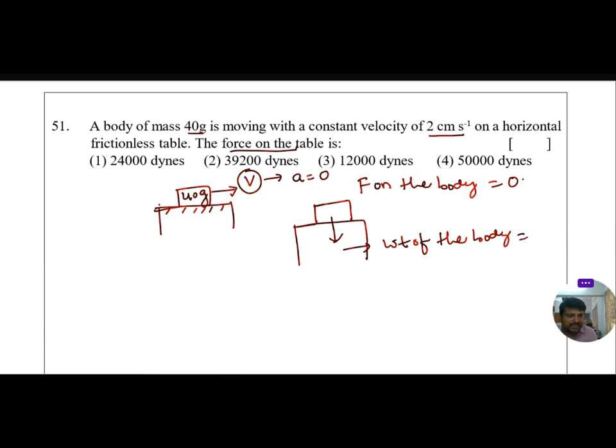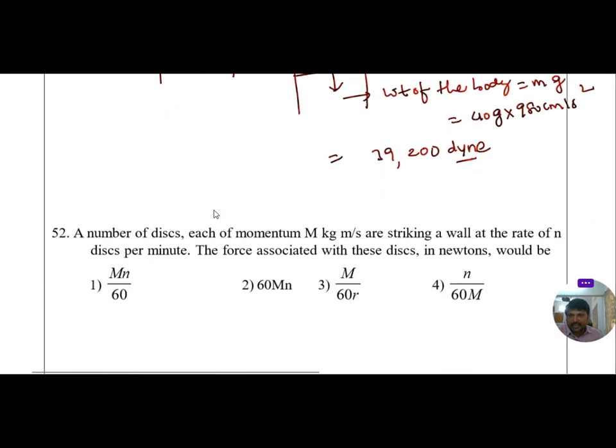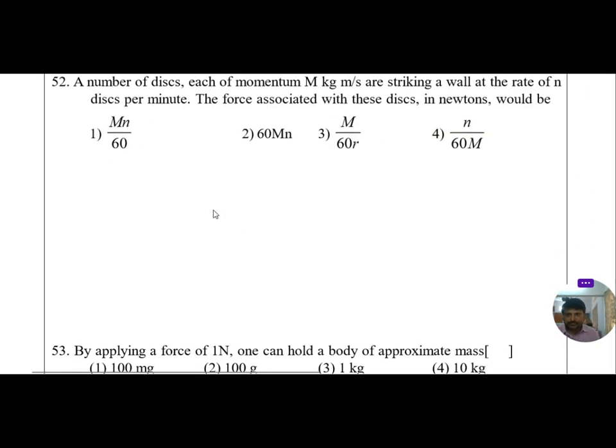So weight of the body is equal to m into g. Here mass is given as 40 gram and g in centimeter per second square is 980 centimeter per second square. That is 40 into 980, which is 39,200 gram centimeter per second square, that is dyne. So option 2 is the right answer. 51, option 2 is the right answer. Let's go to the 52nd question.